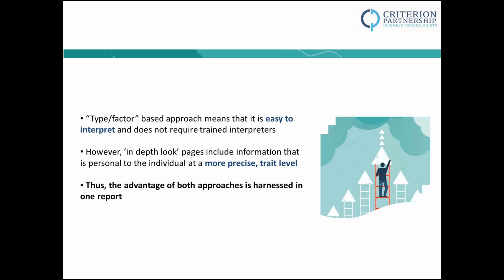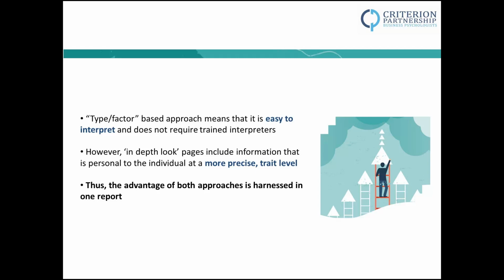And so the great thing about that is that it's immediately easy to understand. You don't have to require trained interpreters. You can see almost straight away where your person is falling. It's visually attractive and really easy to understand. But where reports that are only type-based models fall down is that you lack a kind of specificity to your data. So the in-depth look pages that we see in the second part of the report cover that. So you've got some more precise or trait level information there. So you really can have a deeper understanding of that person and where they're different to someone else.